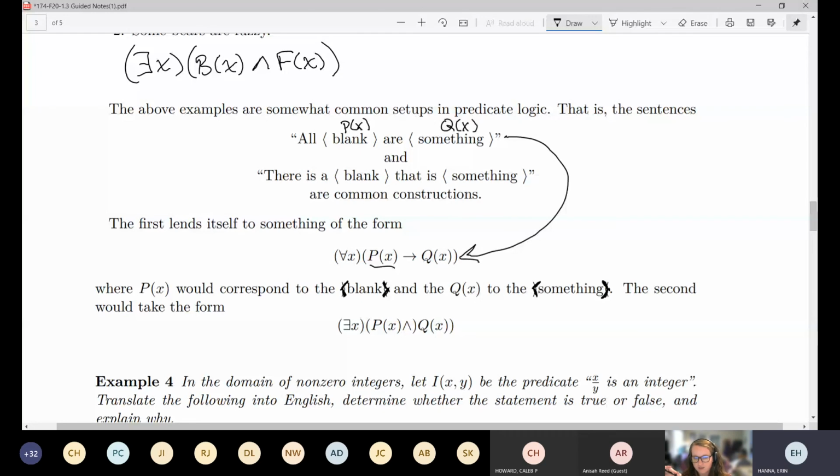So the blank is our P of X and our something is Q of X. So if it's all P of X are Q of X, it's going to be for all X, P of X implies Q of X. And if it's there is a P of X that is Q of X, we're going to have there exists P of X.